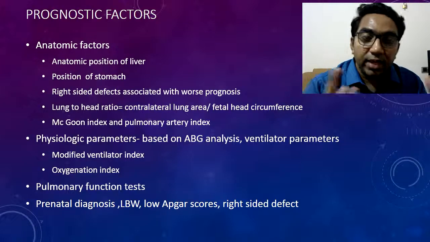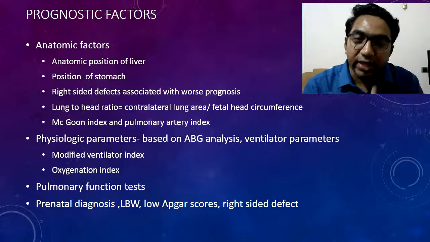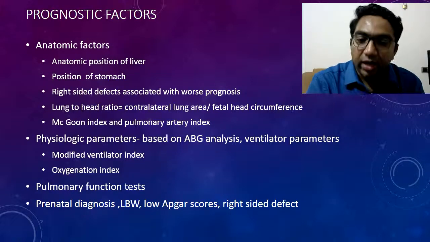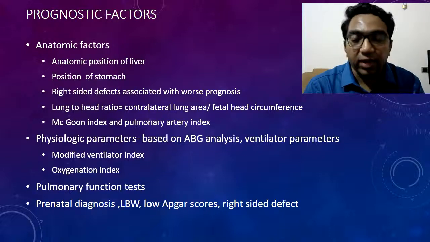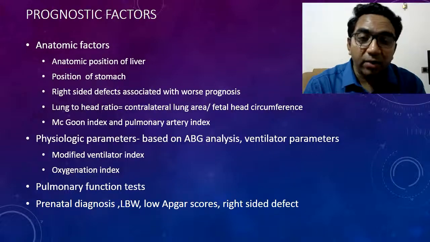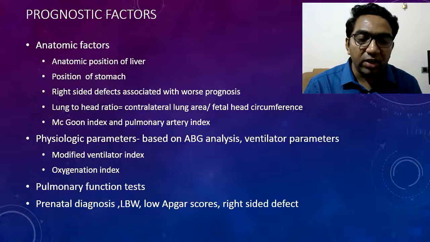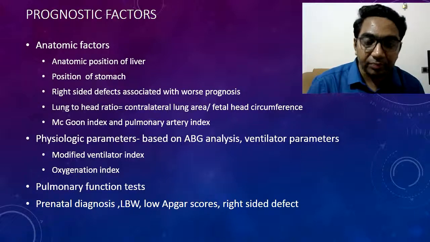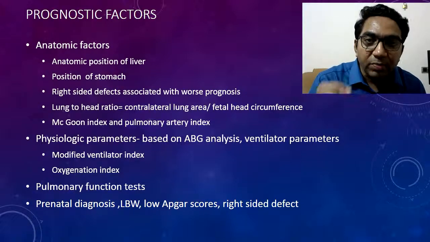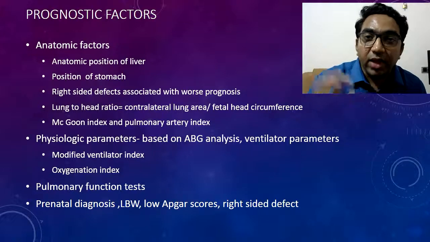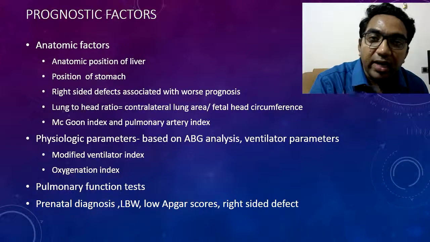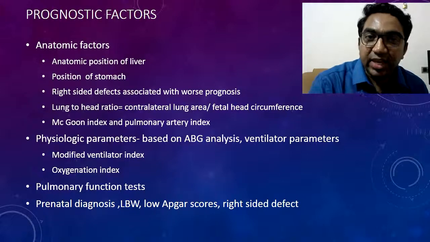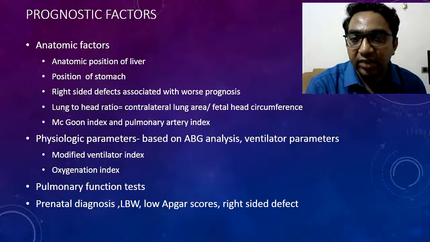Prenatal diagnosis. If congenital diaphragmatic hernia is detected prenatally in utero, it is a bad prognosis. Low birth weight, low Apgar scores, and right side defects are all associated with bad prognosis, and they are individual bad prognostic factors. Now, just a word about the physiological parameters. When the patient is put onto ventilator, these physiological parameters measure whether the child is improving on ventilator. If the child is improving with adequate oxygenation, it means that the degree of pulmonary hypoplasia is less. If the pulmonary hypoplasia is less, or if the lung development is good, then the chances of survival are more.